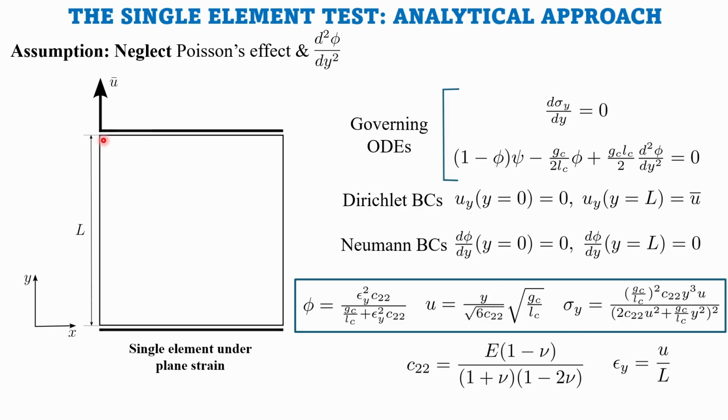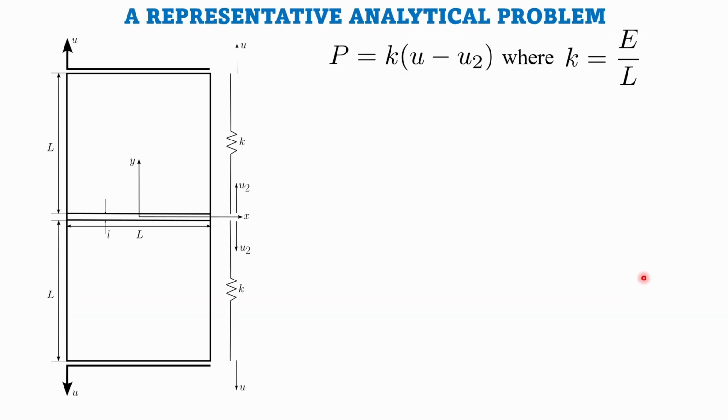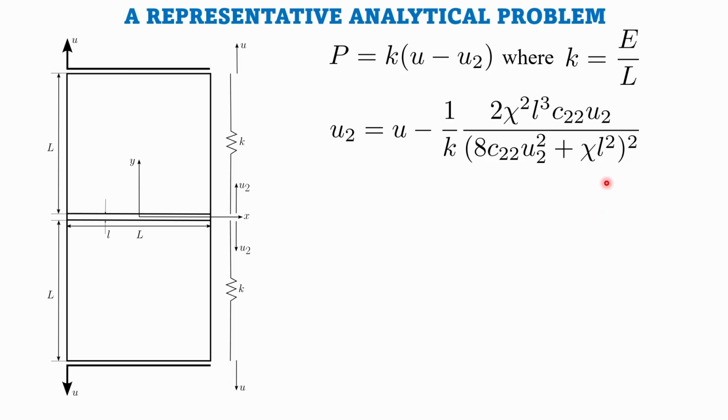Why L? Because the thickness is 1. Correct? The thickness is 1. So it will be L into 1 or L. So if you replace P by L here, you have P equals this expression into L. So when you do all of those substitutions, you get this expression in terms of chi. Chi is what again? Chi is GC by LC. Correct? Chi is GC by LC.